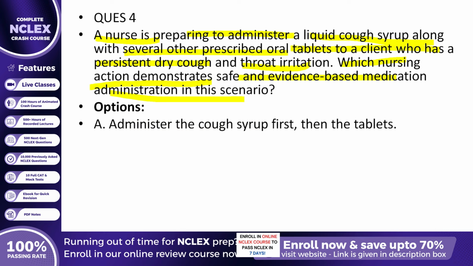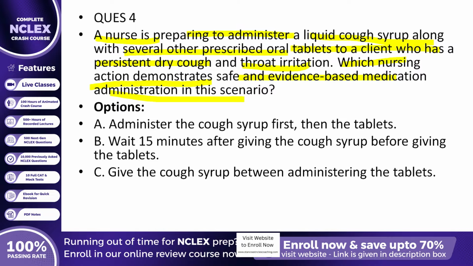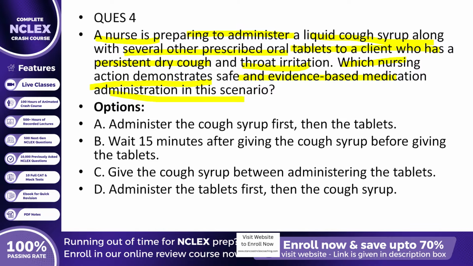Option A, administer the cough syrup first, then the tablets. Option B, wait 15 minutes after giving the cough syrup before giving the tablets. Option C, give the cough syrup between administering the tablets. And option D, administer the tablets first, then the cough syrup. The correct answer is option D, administer the tablets first, then the cough syrup.